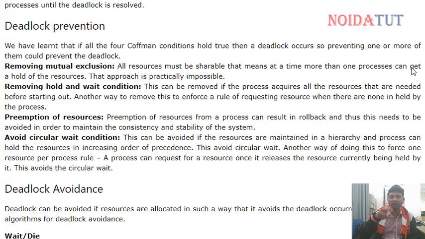Removing the hold and wait condition. This can be removed if the process acquires all the resources that are needed before starting out. Another way to remove this is to enforce a rule of requesting resources only when there are none held by the process.